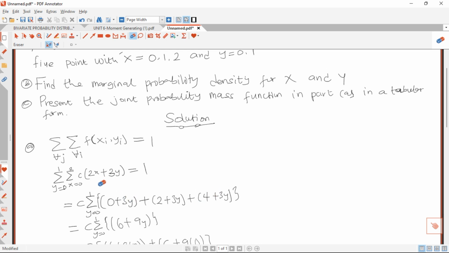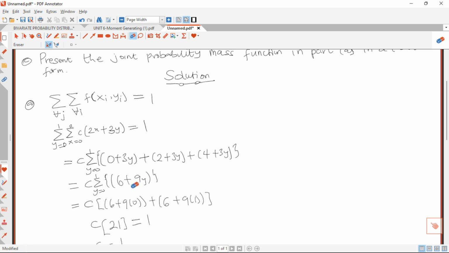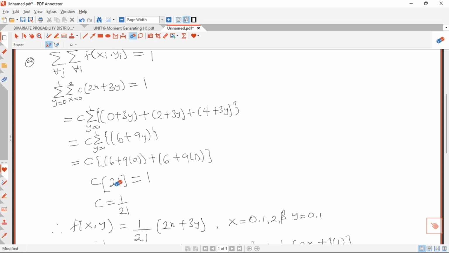So it means that I've already summed on what? X. Once I sum on x, I add everything together, and here I get 6 plus 9y. So all that is left is to also sum on y. Anywhere we see y, we substitute y equal to 0 and y equal to 1. So here c times (6 plus 9 times 0) plus (6 plus 9 times 1), of which we get c times 21.